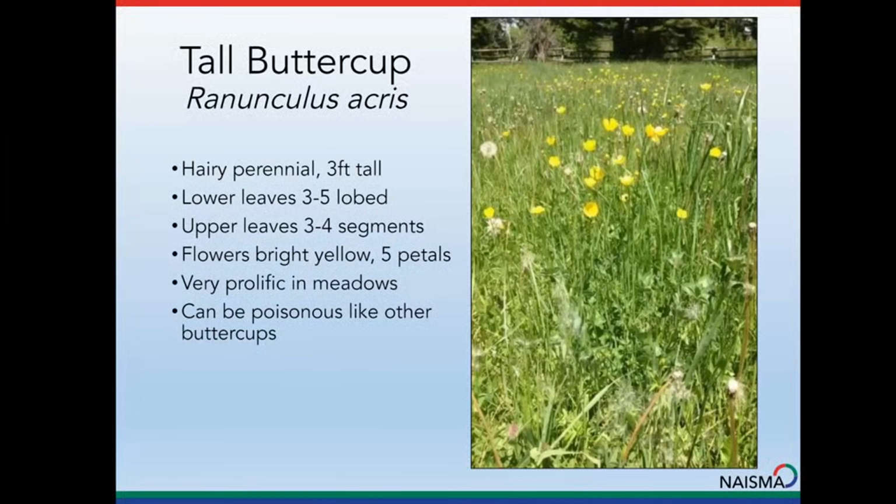Okay, so then we move to tall buttercup. Tall buttercup is a hairy perennial. It grows about 3 feet tall, mostly in sub-irrigated or wet meadows. The lower leaves are 3 to 5 lobed, and the upper leaves will be lobed, but they'll also have 3 to 4 kind of segments where they branch off. The flowers are bright yellow and 5-petaled, and like I said, it can become very prolific in meadows and can be poisonous just like other buttercups or ranunculus.